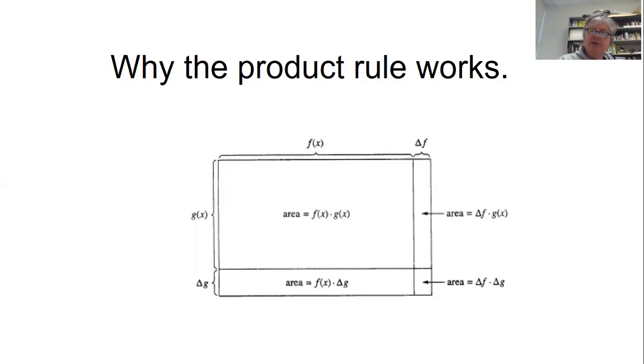So if we divide that by delta x, we'll get the derivative, right? Delta f times g divided by delta x gives us f prime times g. F times delta g divided by delta x gives us f times g prime. And then we've got delta f times delta g. Both of those are really tiny, right? So if you multiply them together, they become infinitesimal, and so you can disregard. And that's the way that I think of the product rule.